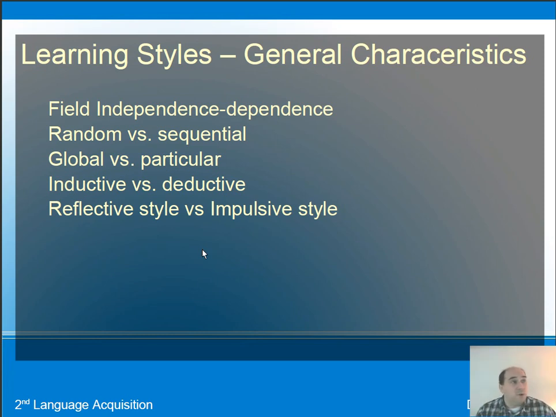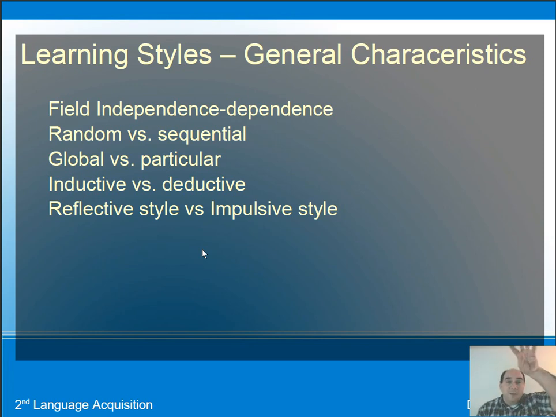Random versus sequential, you don't have to understand things in a sequential order. You much prefer this popcorn style of looking at all these different things. You don't mind that it's random. You can enjoy that versus those that require it to be in a specific sequence. You've got your global and your particular, which sounds very similar to field dependence, independence. I can look at the big picture, right? Or I can look at the little details. Inductive, deductive, okay, which is what I would also call top-down or bottom-up.